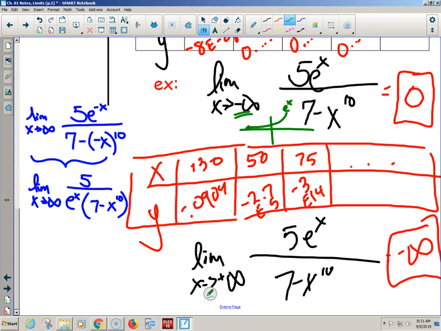But what was drastically different in this one? Even though as e to the x goes to negative infinity, he loses all power, what happens as I go to positive infinity?